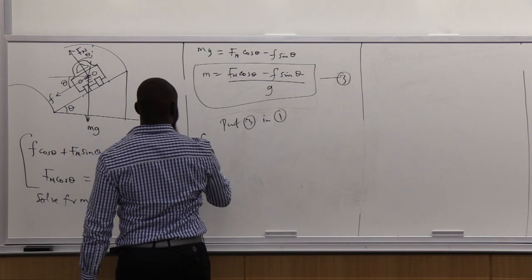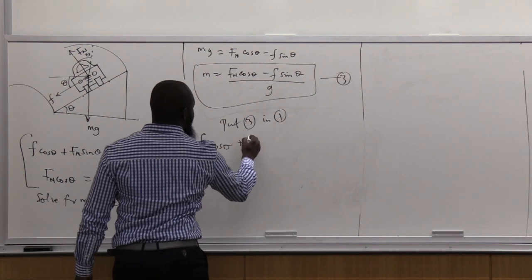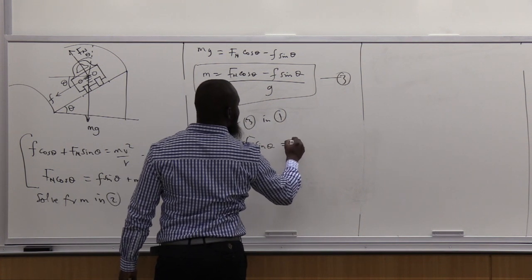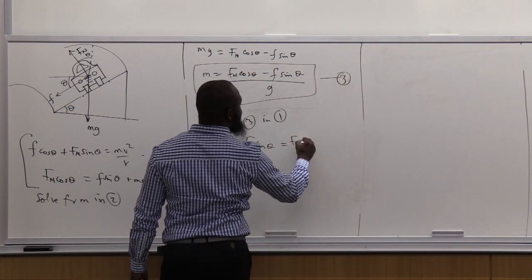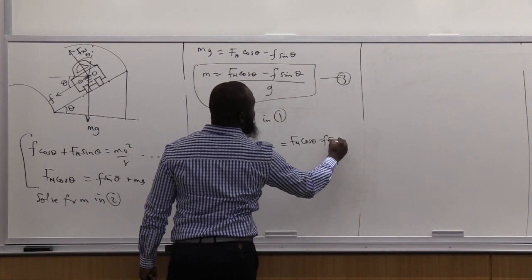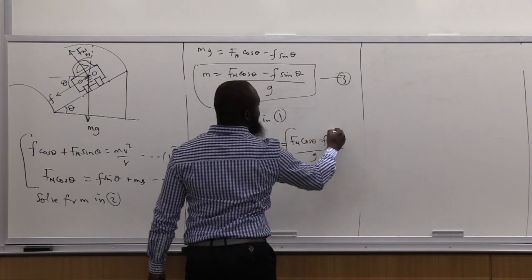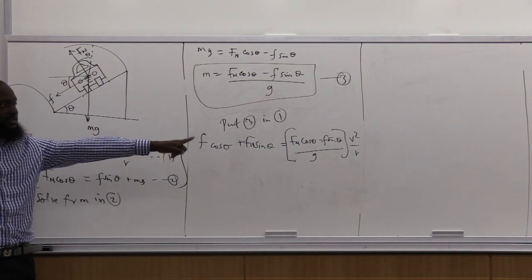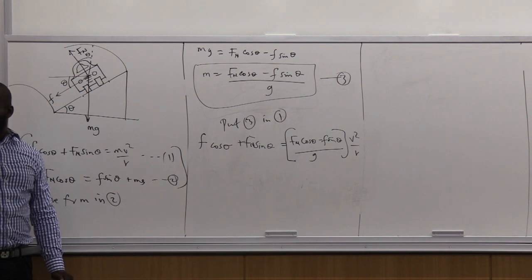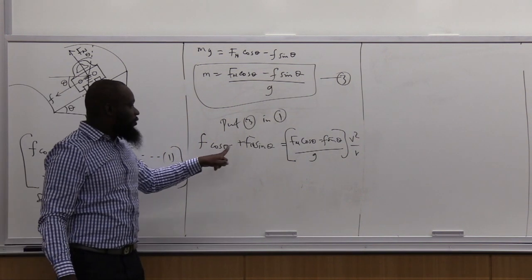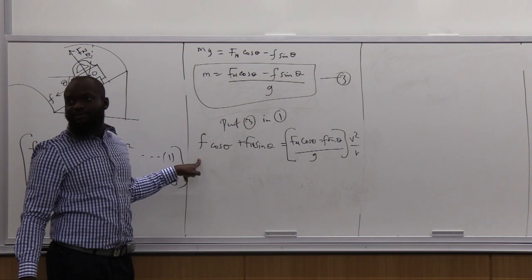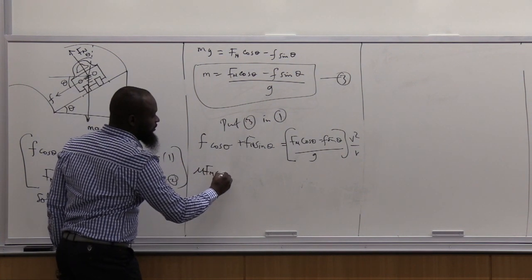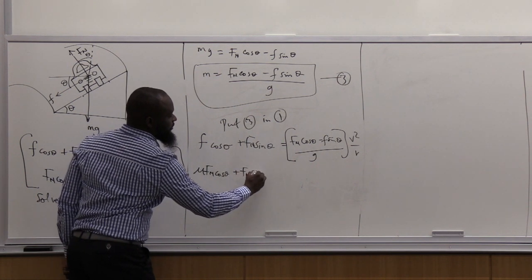So my 1 becomes frictional force cosine theta plus normal force sine theta equals m. Instead of m, I have normal force cosine theta minus frictional force sine theta all over g multiplied by v squared over r. So that's mv squared over r. So this is where I now replace the frictional force by mu times normal force. So here becomes mu normal force cosine theta plus normal force sine theta.